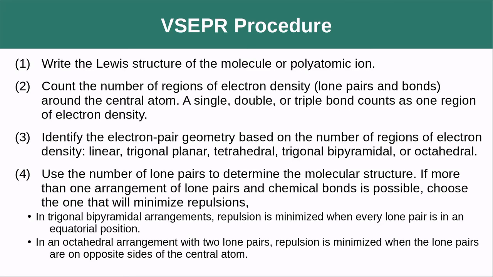Fourth, we're going to use the number of lone pairs to determine the molecular structure. If more than one arrangement of lone pairs and chemical bonds is possible, we're going to choose the one that will minimize repulsions. In trigonal bipyramidal arrangements, repulsion is minimized when every lone pair is in an equatorial position. In an octahedral arrangement, with two lone pairs, repulsion is minimized when the lone pairs are on opposite sides of the central atom.